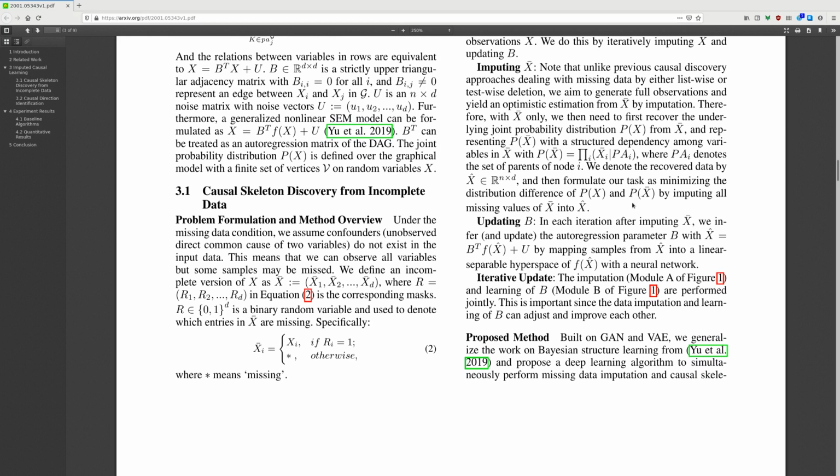Imputing. Note that unlike previous causal discovery approaches dealing with missing data by either list-wise deletion or test-wise deletion, we aim to generate full observations and yield an optimistic estimation from X by imputation. Therefore, with X only, we first need to recover the underlying joint probability distribution P from X and represent the structure dependency among variables X.